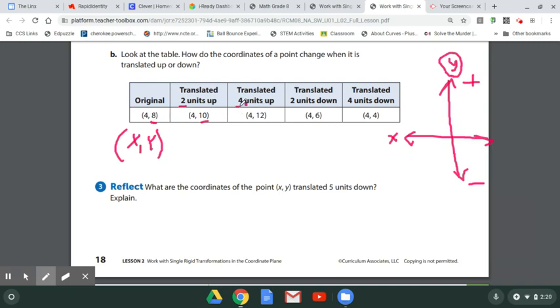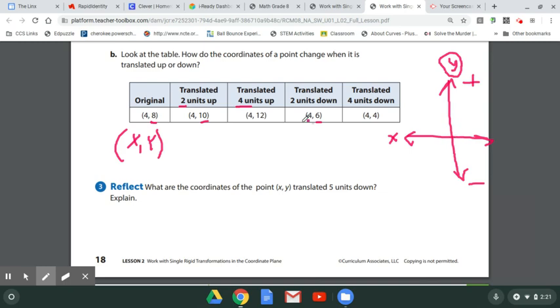Now we're going to go up 4 units. 8, we're going to add 4 to the y-axis because we're going up, and we get 12. Okay? Now we're going to go down 2. We subtract 2 from the y-axis because when we go down, we get lower by 2. So down 2 is 8. And we go down 2, we get 6. And then down 4 from 8 is 4.